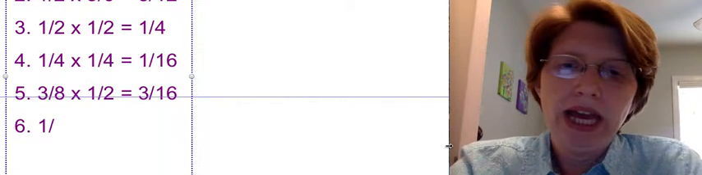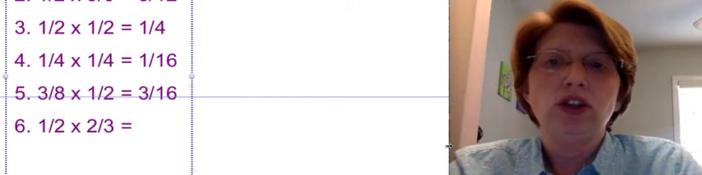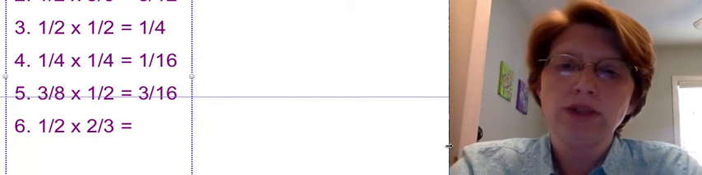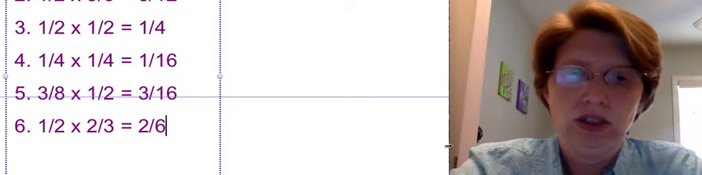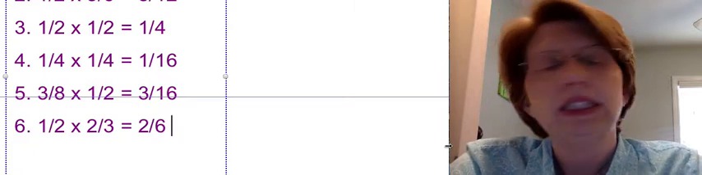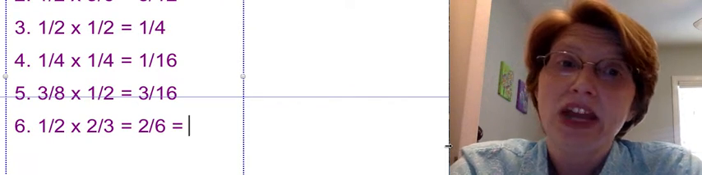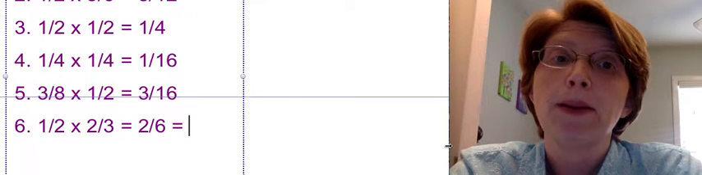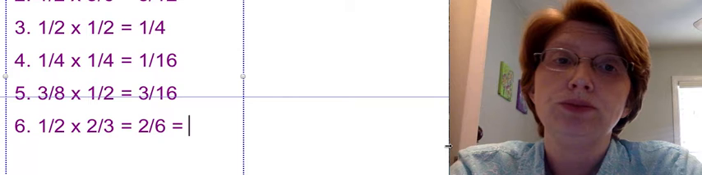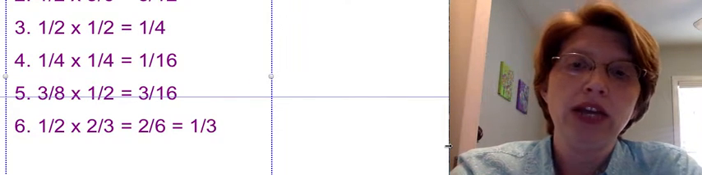6. 1/2 times 2/3. Numerators. 1 times 2. Denominators. 2 times 3. 2/6. Can it be reduced? Yes, it can. Both numbers can be divided by 2. So when I divide top and bottom by 2, I get 1/3.